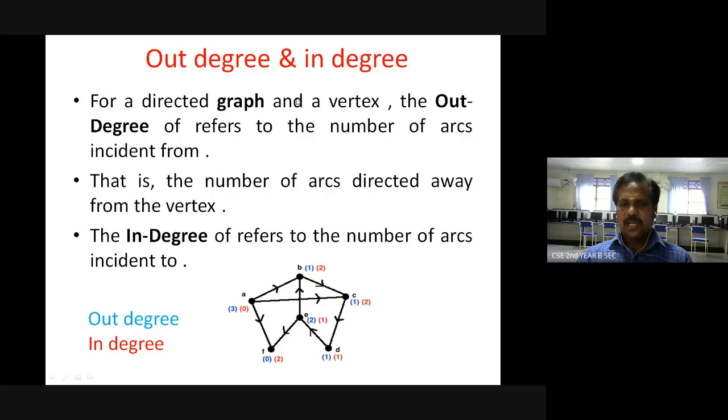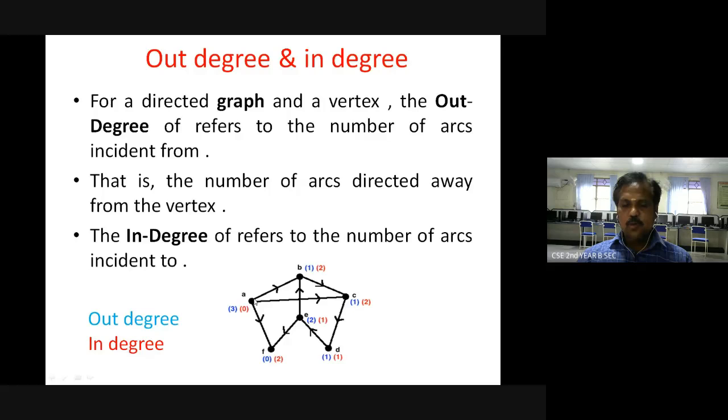For a directed graph and a vertex, the out degree refers to the number of arcs, that is, arrows, going out from it. From the node B, how many in degrees are there? These 2 edges are towards B, so the in degree of B is 2. What is the out degree? From the node B, how many possible paths are there? Only one outgoing arrow is there. Out degree is 1, in degree is 2.